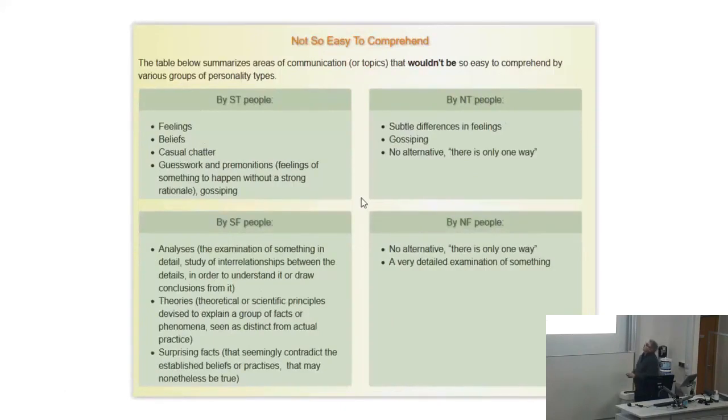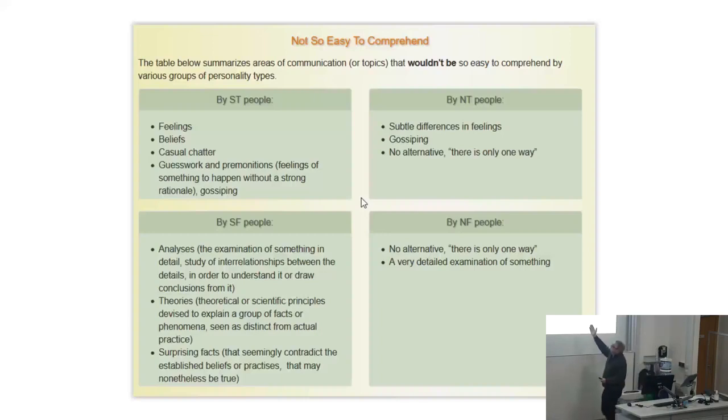So this table summarises areas of communication or topics that wouldn't be easy to comprehend. So if you're talking to me, and you're talking about subtle differences in feelings, you've heard some gossip or something, and the real one, I mean, this does wind me up, there's no alternative. This is the only way to do it, and you will do it this way. Yeah, that is not going to get the best out of me. Yeah, no good at taking that kind of approach.